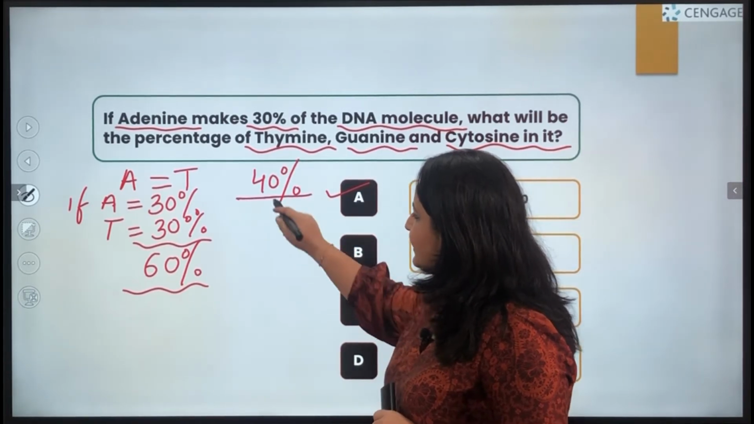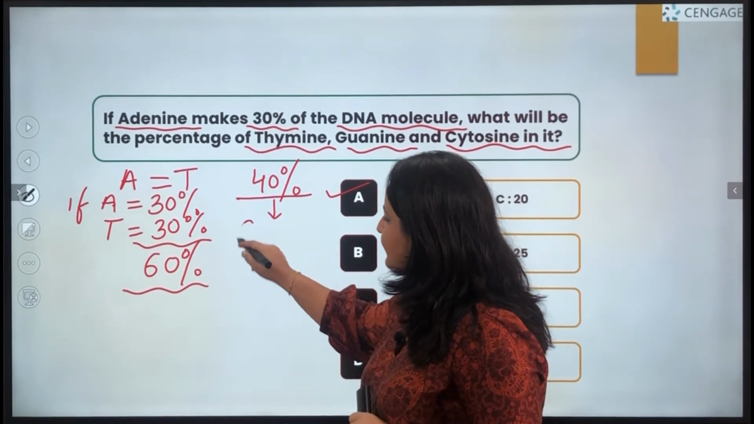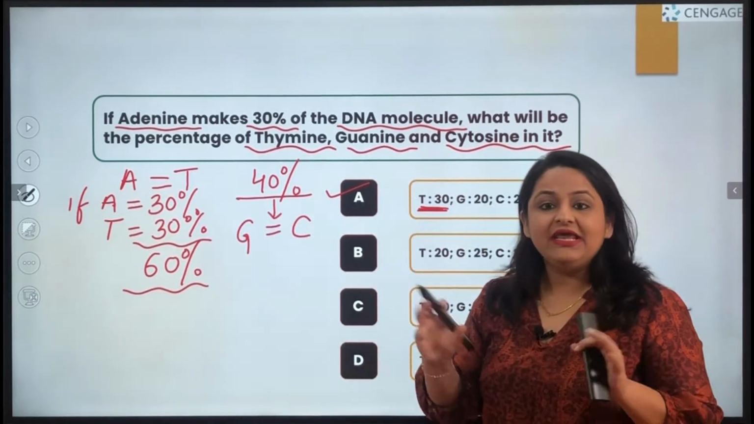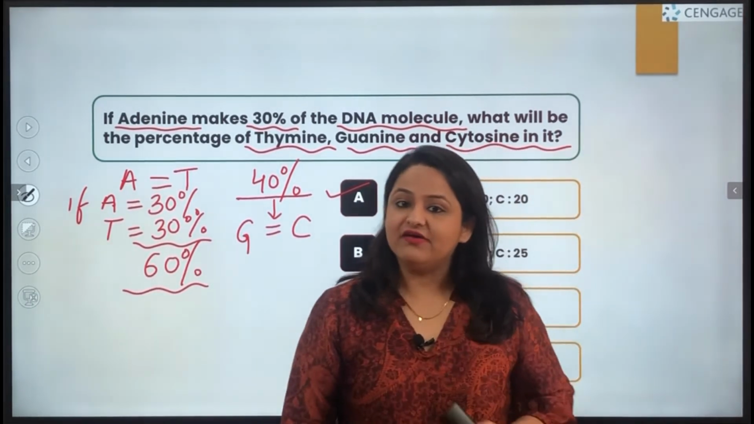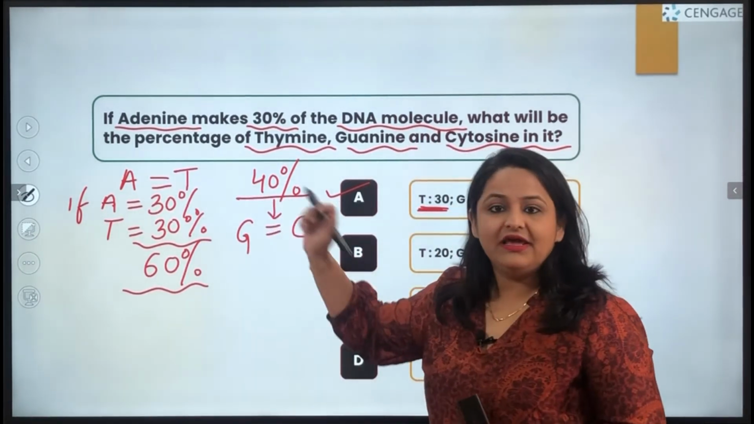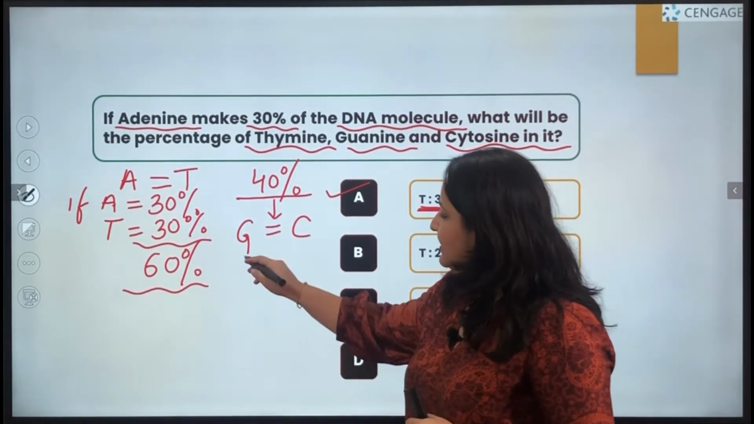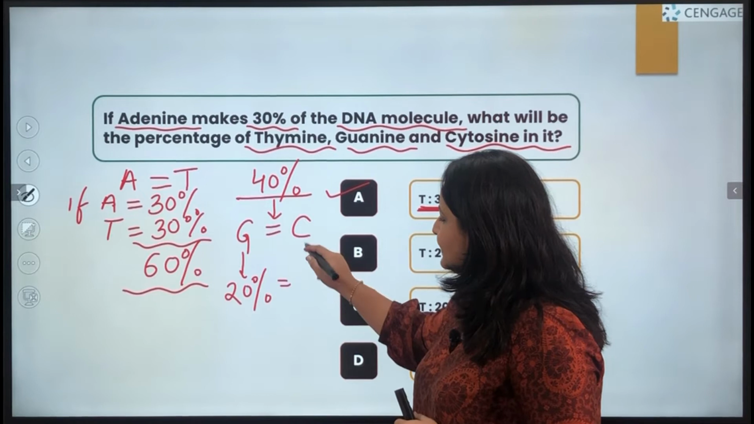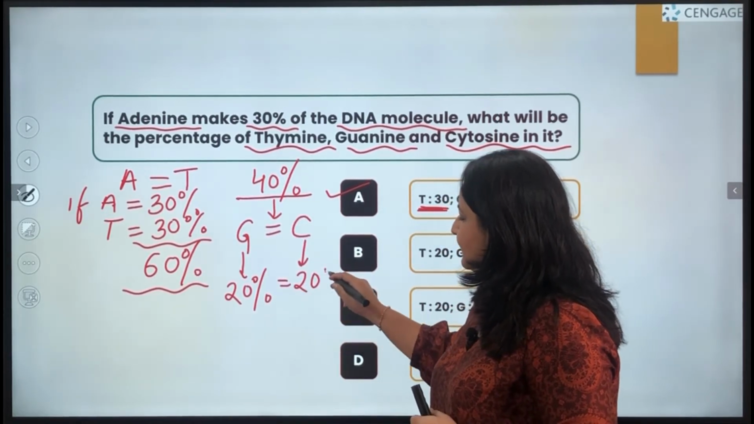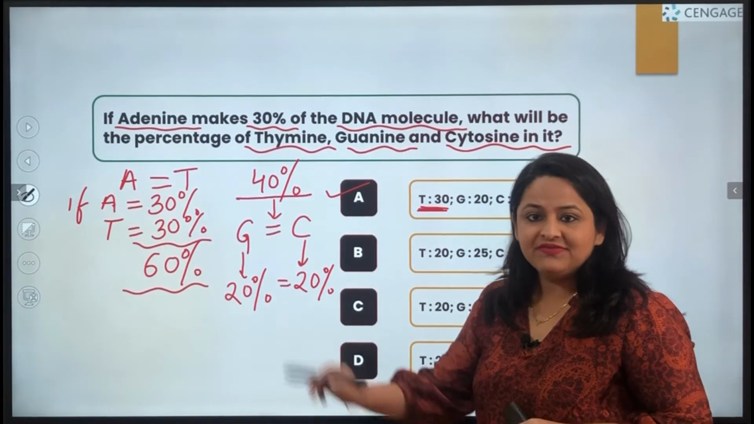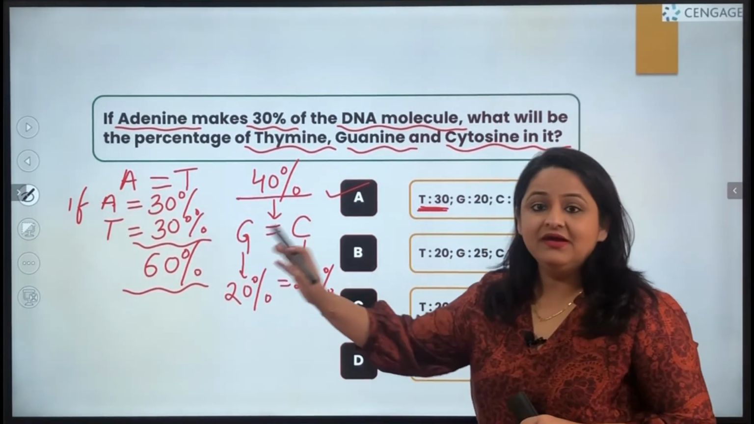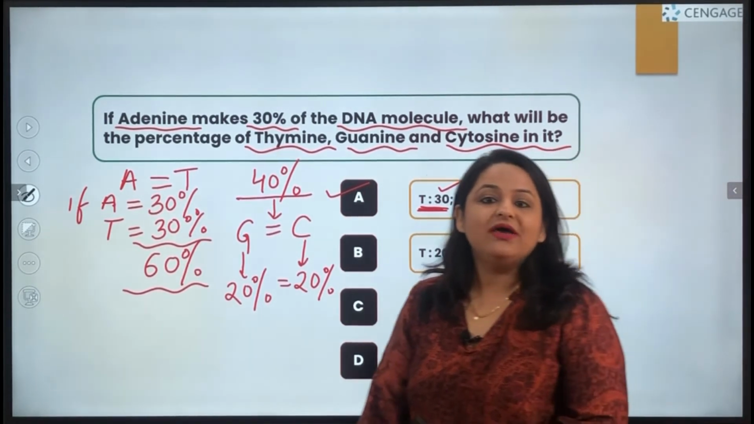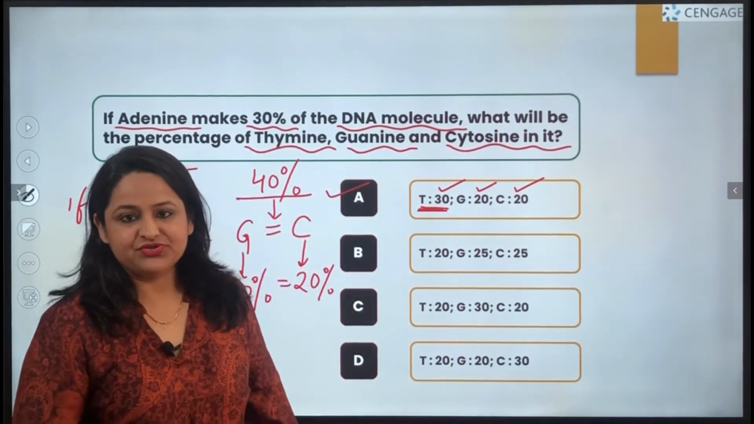And this 40% of DNA that is left is going to be segregated between guanine as well as cytosine, both of which are in equal quantity. That is also explained by Chargaff rule. So if we split the leftover 40 into equal parts, we will get guanine also 20%. And similarly, the cytosine will also be 20%. So now we have our values. Thymine 30%, guanine 20% and cytosine 20%. So we have come to our answer, that is the A option.